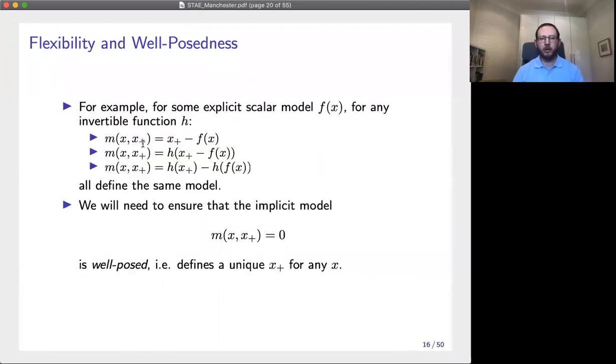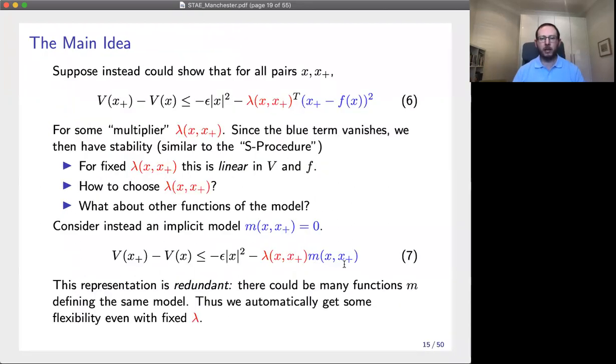So now we've got many, many different implicit models that correspond to the same explicit model. And that gives us, in some sense, and we can make this precise, the flexibility that we need, even if we fix lambda. So that's the main idea of this approach.